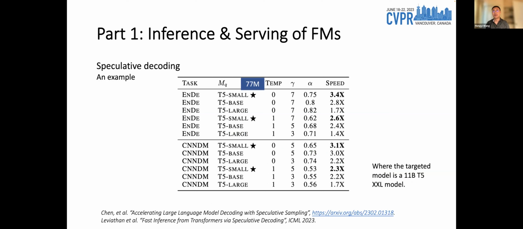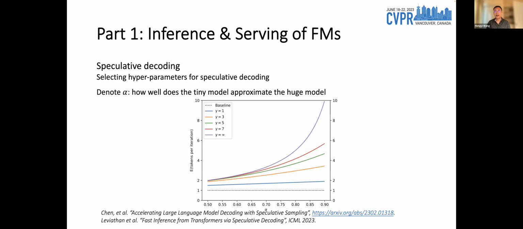So in the end, they're generating a sequence with the same quality, but we reach up to 3 times speedups here. So that's the basic idea of speculative decoding. And what about the hyperparameter gamma here? That seems to be also quite interesting.